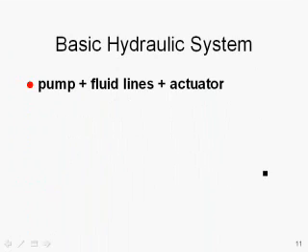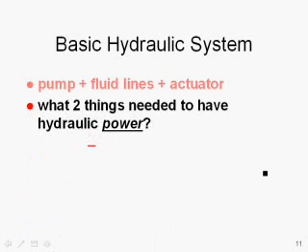Okay, basic hydraulic system. You essentially need a pump, fluid lines, and an actuator. You've already seen that diagram. We had a pump, we had the actuator, and you need at least one fluid line to get the fluid to and from the pump and the actuator.